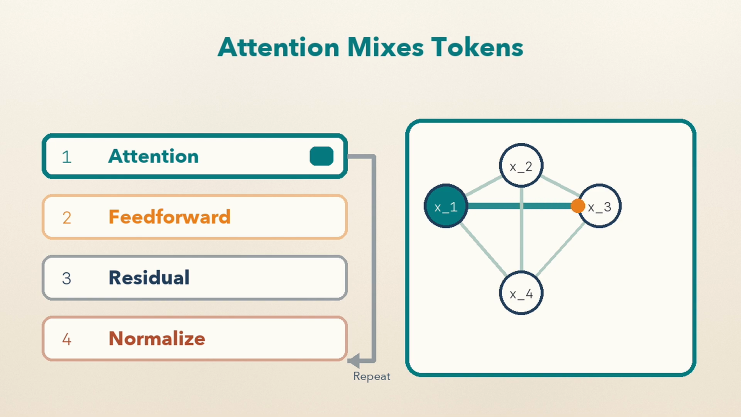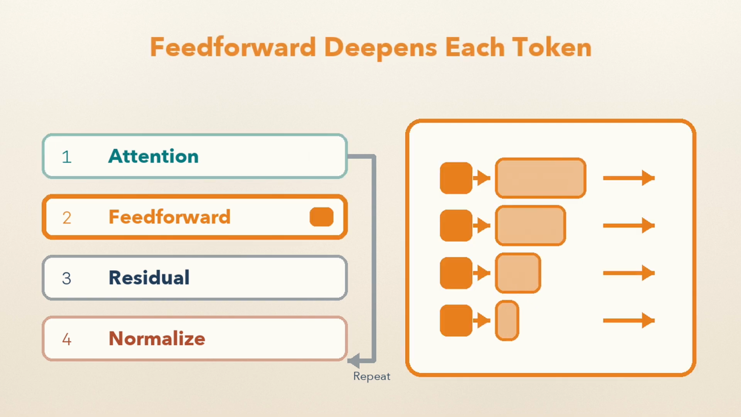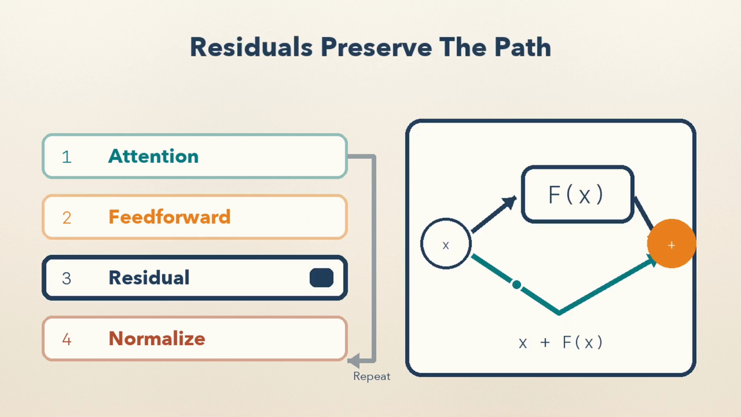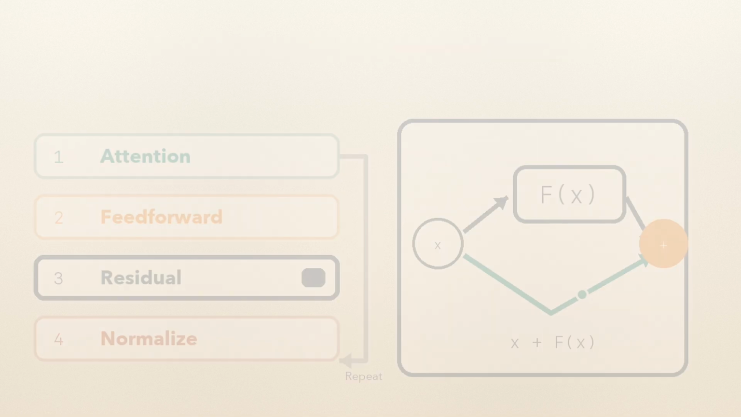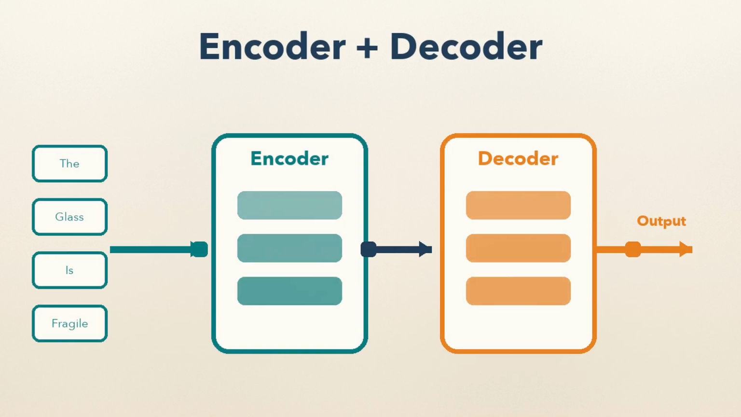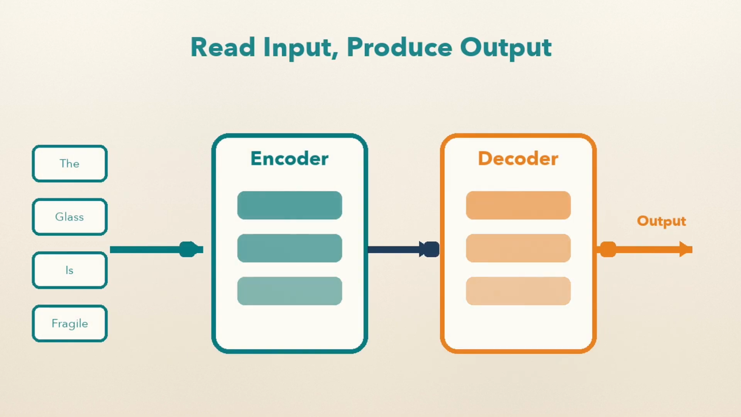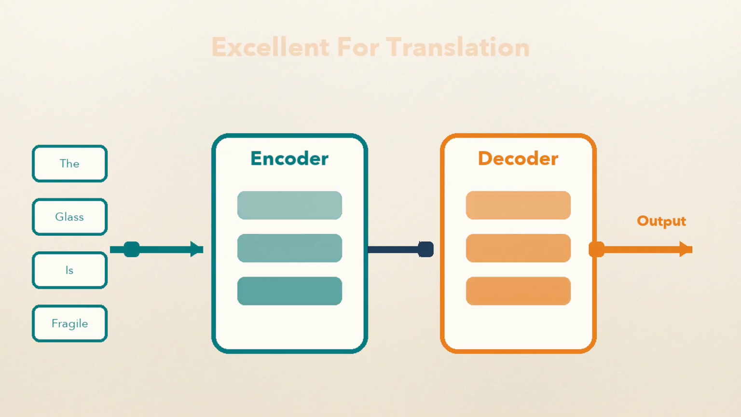Attention mixes information between tokens. The feed-forward network processes each token more deeply. Residual connections help information and gradients move through many layers. The original transformer used an encoder and a decoder. The encoder reads the input, while the decoder produces the output. This design worked especially well for translation.